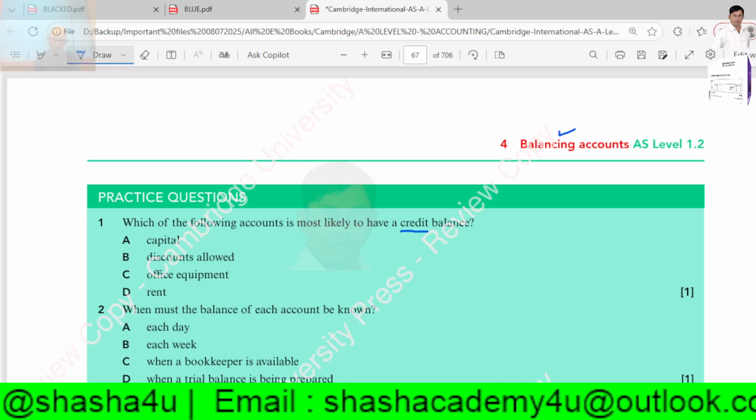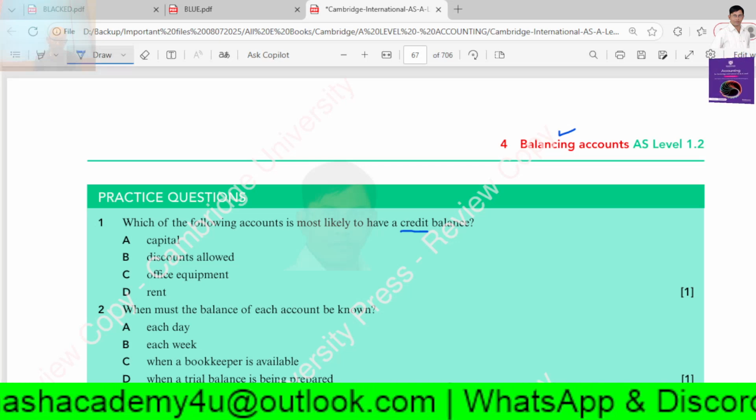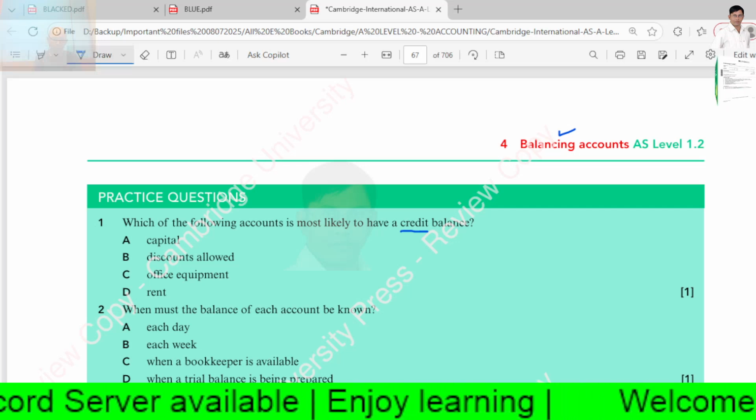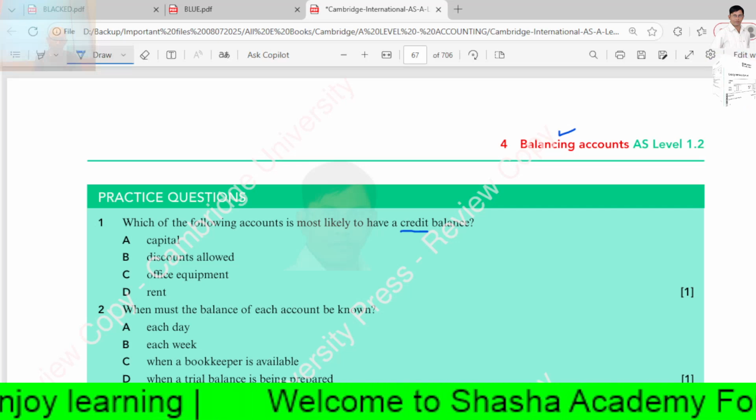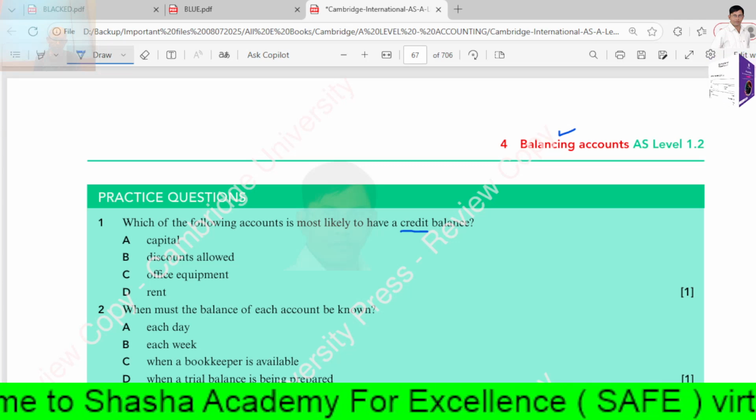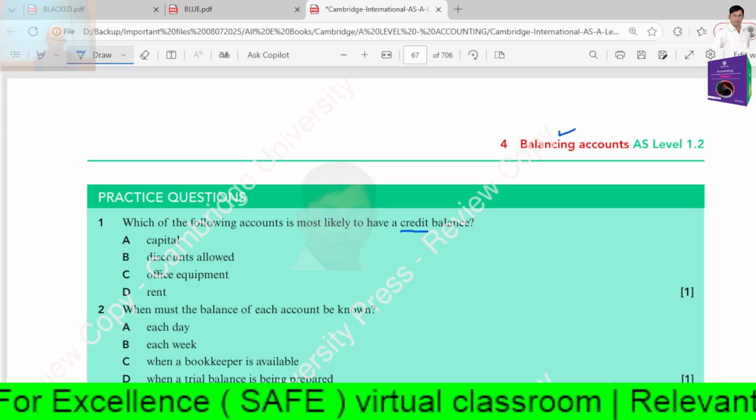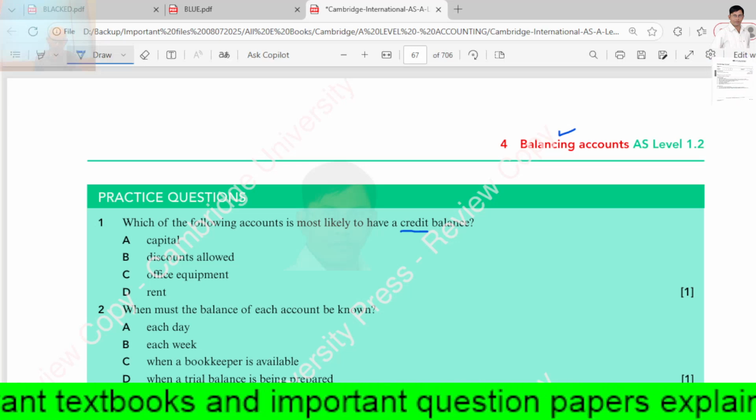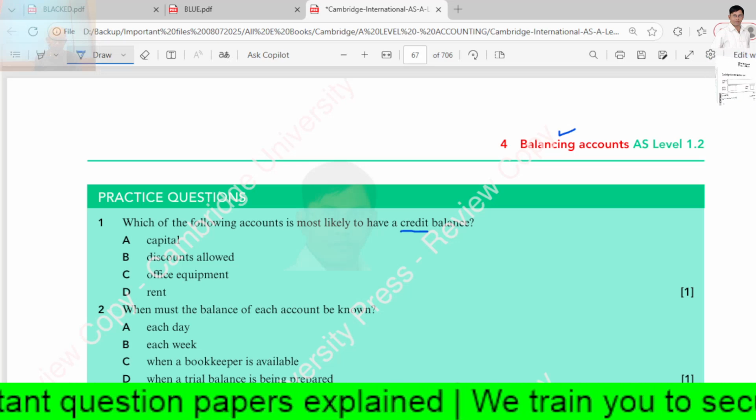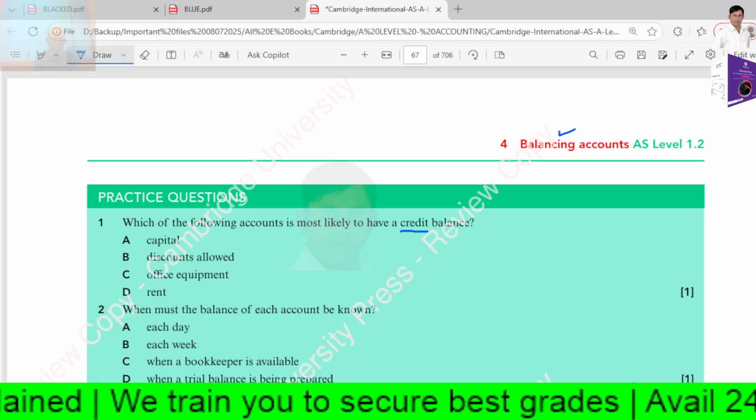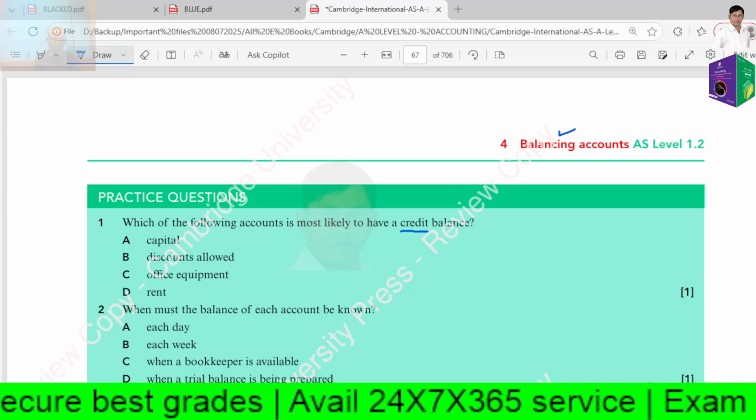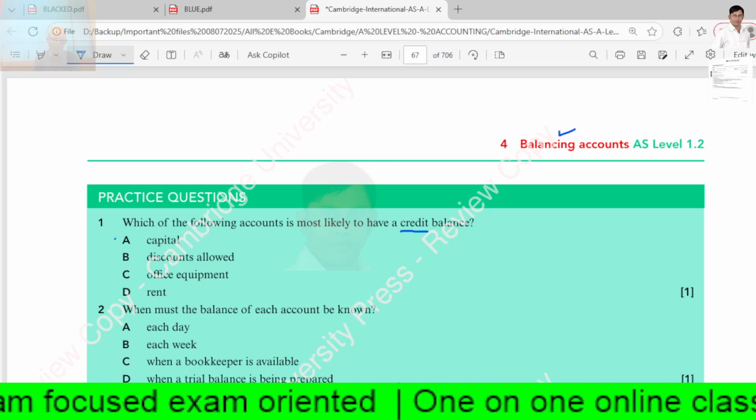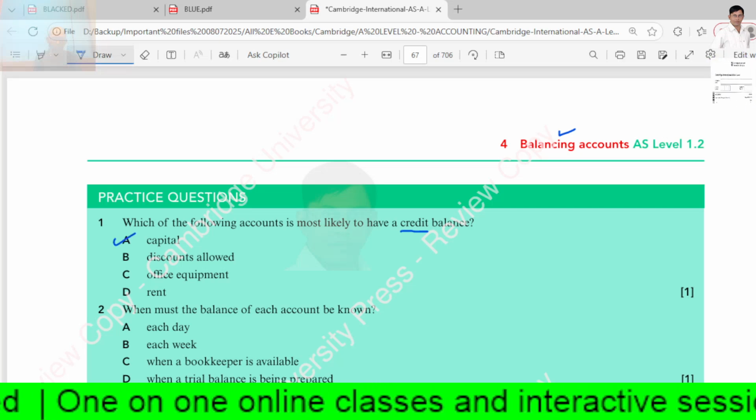Again, the question is whether the rent is payable or receivable. Since nothing is mentioned here, on the assumption that it is rent receivable, it is a credit balance. If it is assumed as payable, then it is a debit balance. Since it is not clear, we have to choose between capital and rent. So mostly it will be capital, which is normally likely to be a credit balance.